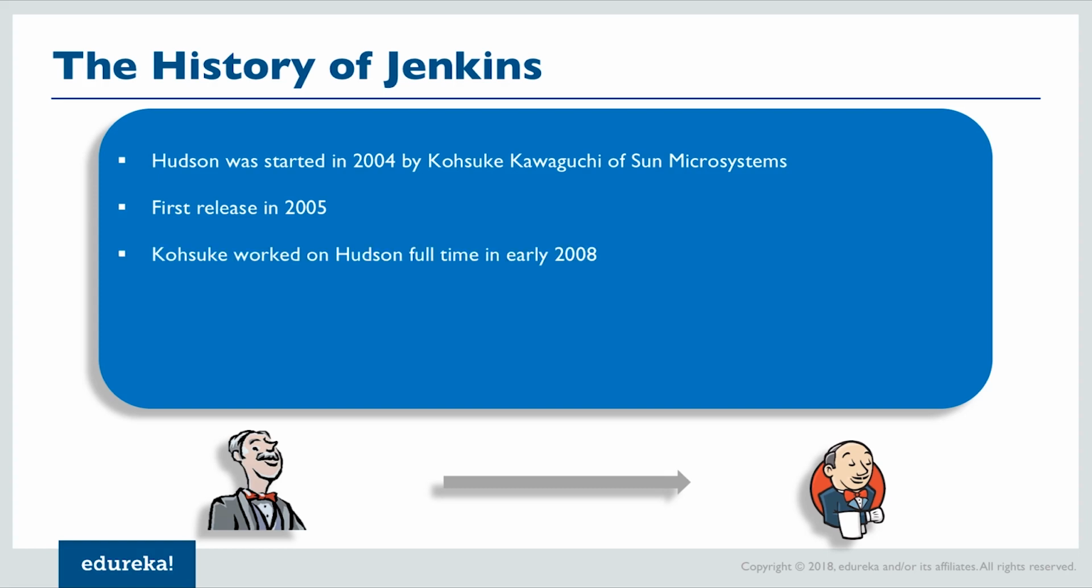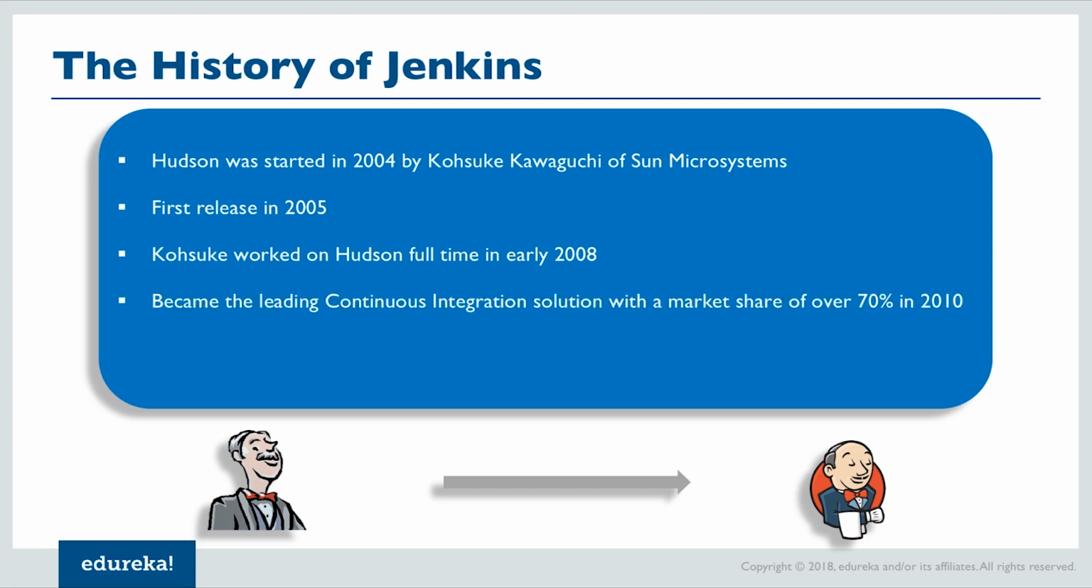Then Kosuke worked on Hudson full time in early 2008, and by then it was extremely popular. Almost everybody was using Hudson for their requirements. And yes, it became the leading continuous integration solution with a market share of over 70% in 2010. And that was not only within Sun Microsystems, but outside as well. We are talking about the overall global software development community here.